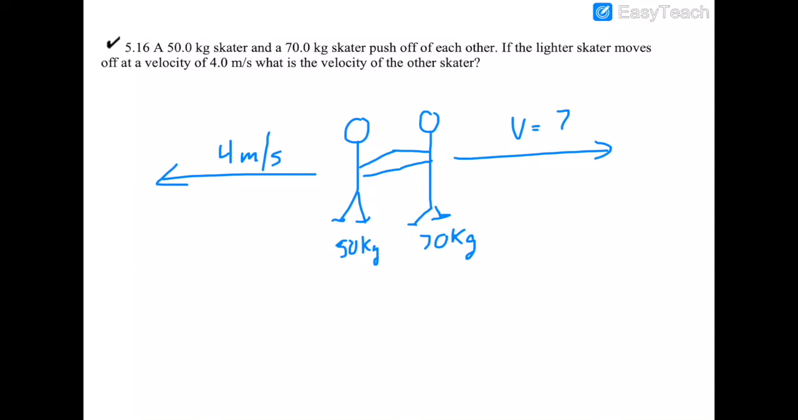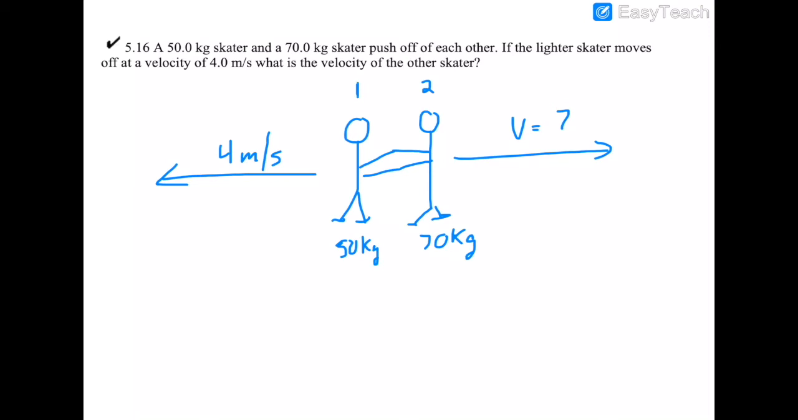So we'll call this skater 1 and this skater 2. What's the momentum of skater 1 before the collision? What is the collision, by the way? In this situation, the collision is when they push off of each other. Technically that's the collision aspect of it. So there are momentums before, and then there's an event. The event here is pushing off of each other, and then we figure out the momentums after that event.